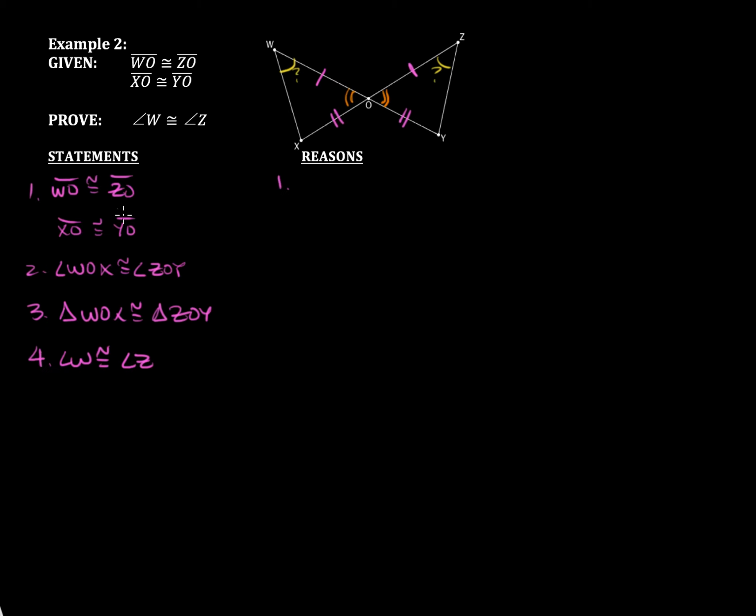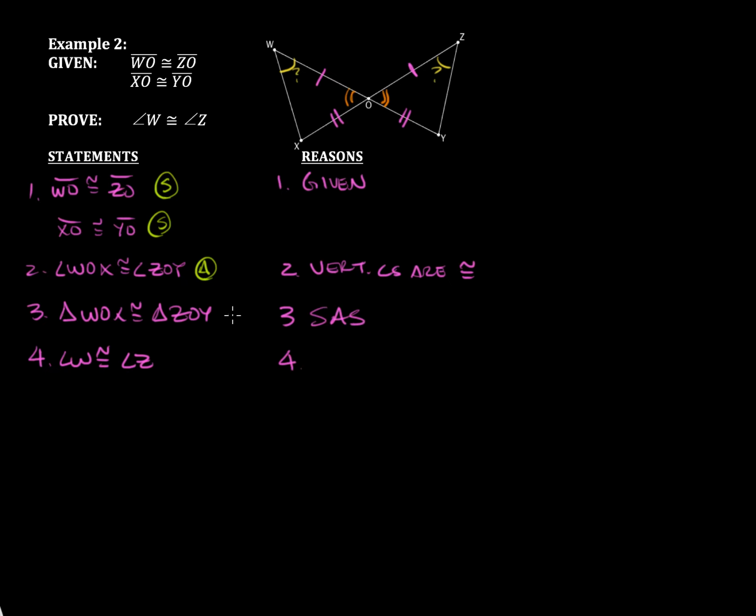Okay, why were these things all congruent? Well, that's the easy one, right? That was given information. Why did I know that these two angles were congruent? Oh, because they're vertical angles, and vertical angles are congruent. So why were the triangles congruent? Because I had two pairs of sides, and I had the included angles between them. So those two triangles were congruent using SAS.